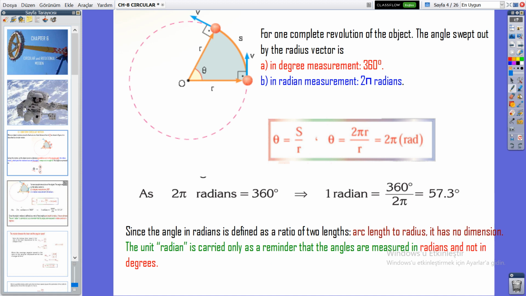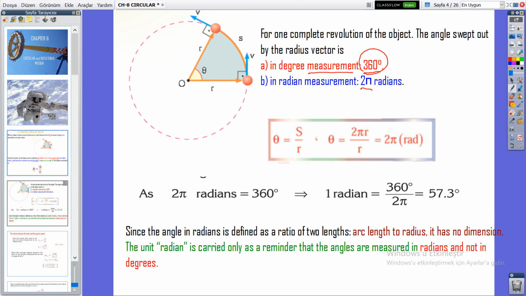For one complete revolution of the object, the angle swept out by the radius vector is, in degrees, the full angle, 360 degrees, and in radians, 2 pi radians. Angle is measured in radians and degrees, two kinds of units. In degrees the full angle is 360 degrees, and in radians the full angle is 2 pi.